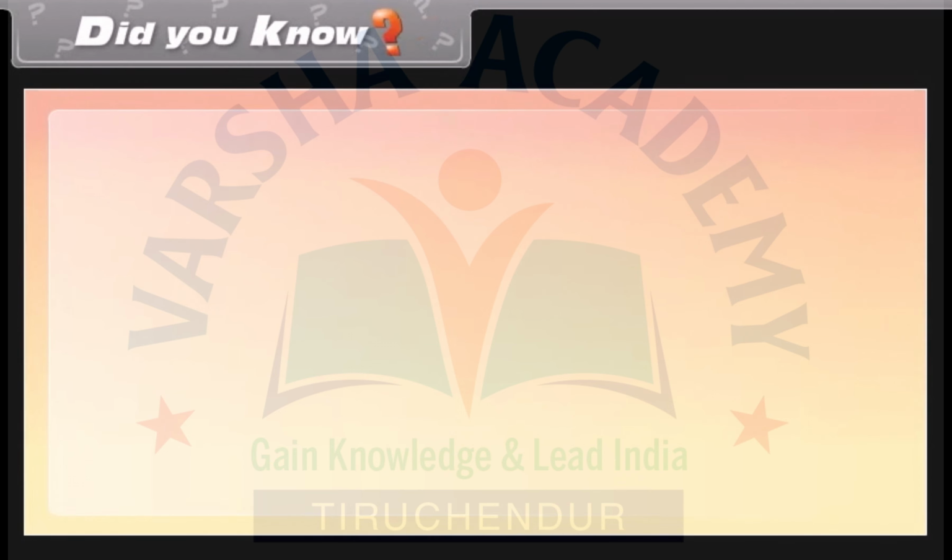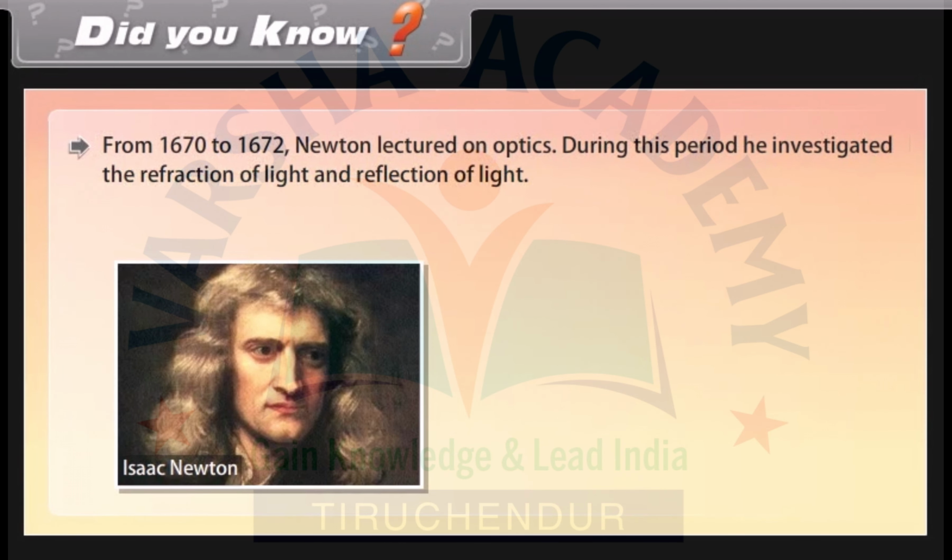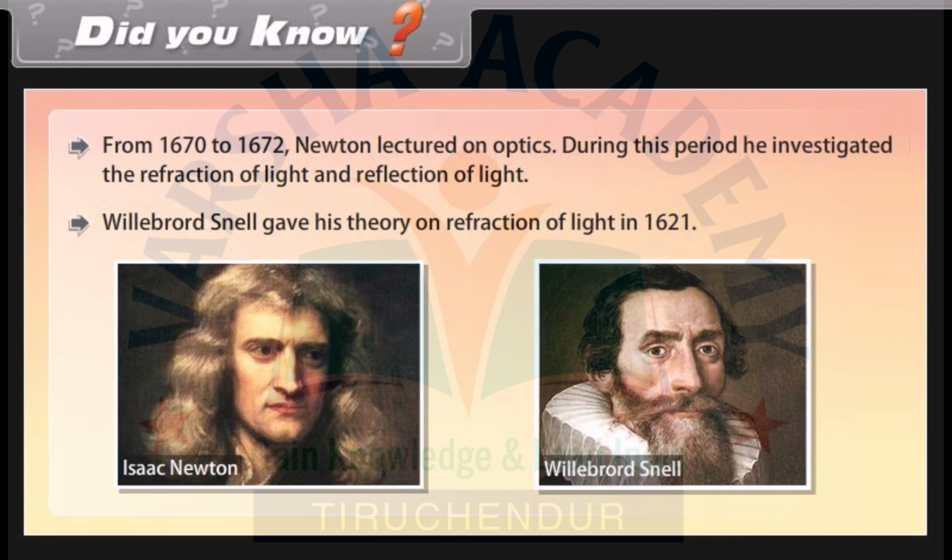Did you know? From 1670 to 1672, Newton lectured on optics. During this period, he investigated the refraction of light and reflection of light. Willebrord Snell gave his theory on refraction of light in 1621.